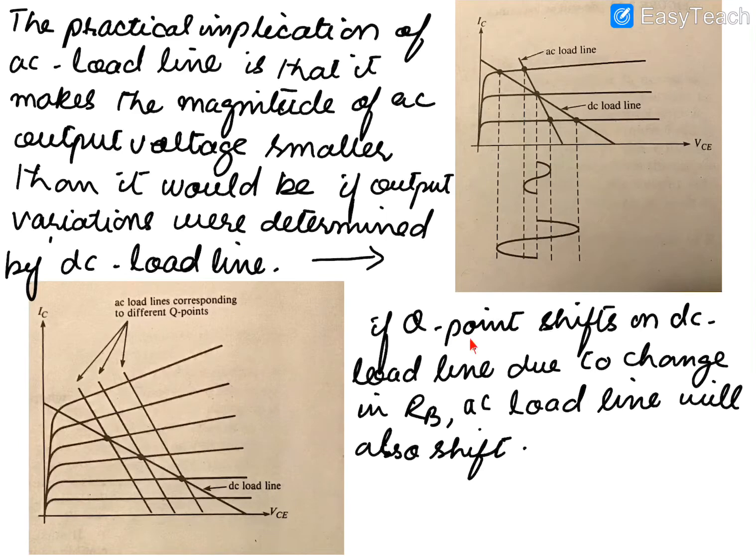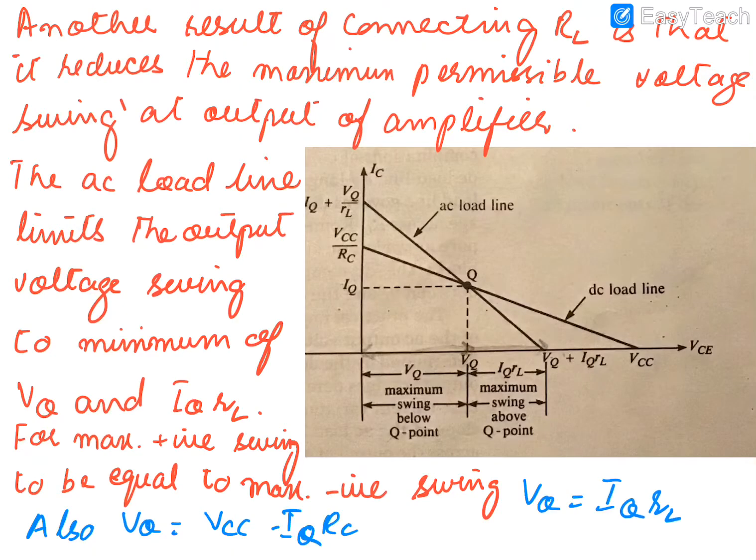So if the Q point shifts on the DC load line due to a change in RB, the AC load line will also shift in this form. As you can see, the Q point has shifted on this graph. Then the AC load line will now pass through these new Q point levels. Another result of connecting RL is that it reduces the maximum permissible voltage swing at the output of the amplifier, which is the same as the previous one.